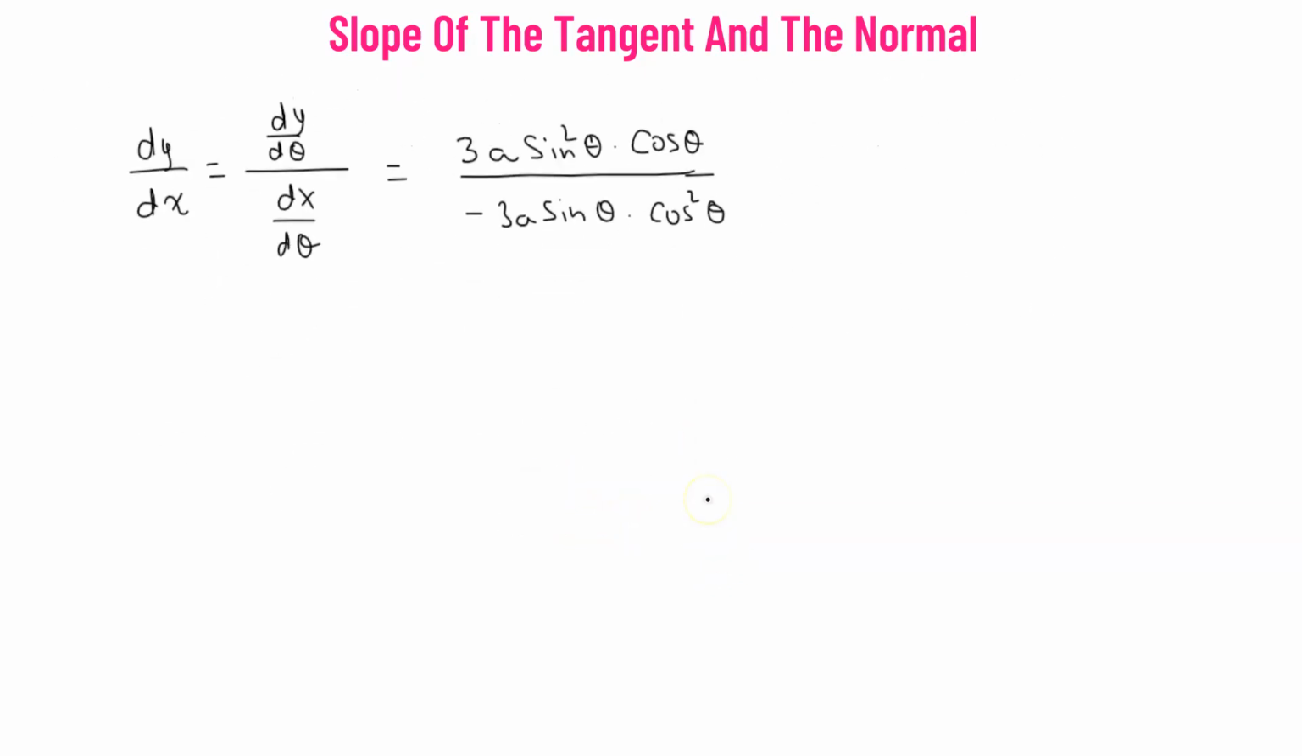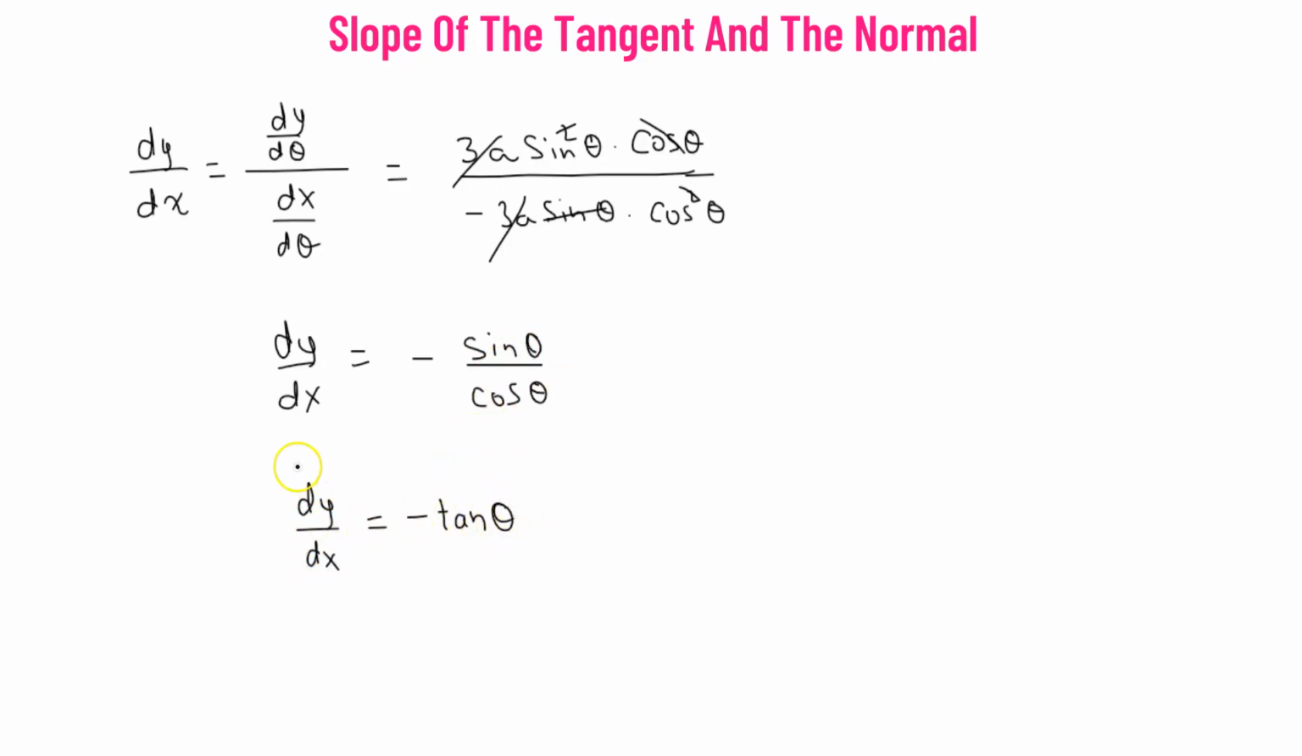So dy over dx will be equal to, here 3a and 3a get cancelled, we have a negative 1. One sine theta from the denominator and one from the numerator, one cosine theta from the numerator and one from the denominator go away. That leaves us with sine theta over cosine theta. But the ratio sine theta over cosine theta is simply the tangent function. So we have negative tangent of theta. So this is the slope of the tangent.